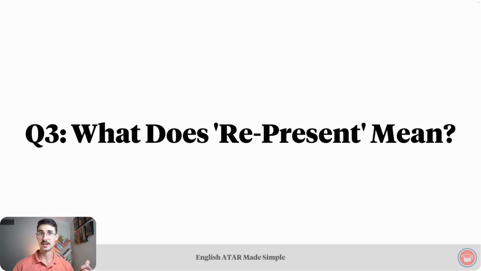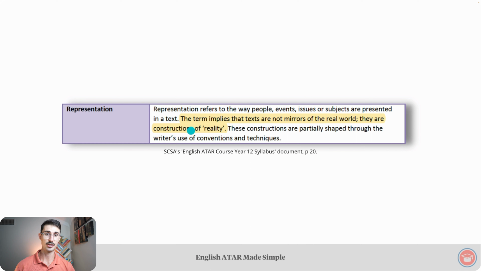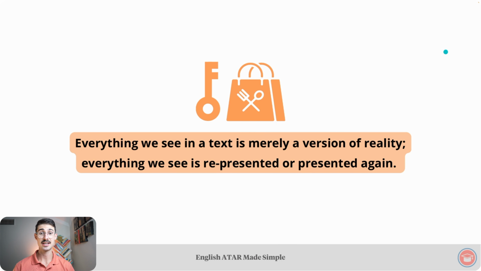I mentioned a little bit earlier that we're going to return to one part of the SCASA glossary definition of representation. This is the part that I was referring to. The term implies that texts are not mirrors of the real world, they are constructions of reality. This sentence refers to the most important thing you need to know when it comes to the concept of representation. And that is, everything we see in a text is merely a version of reality. Everything we see is represented or presented again.